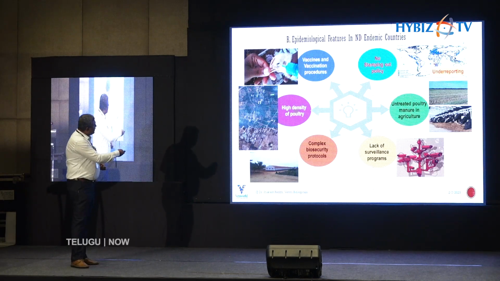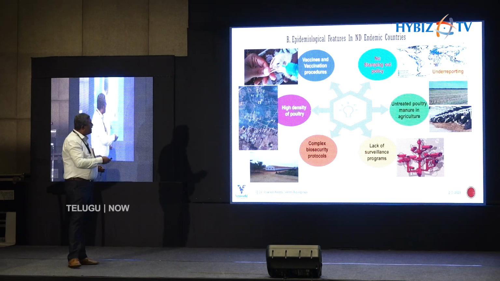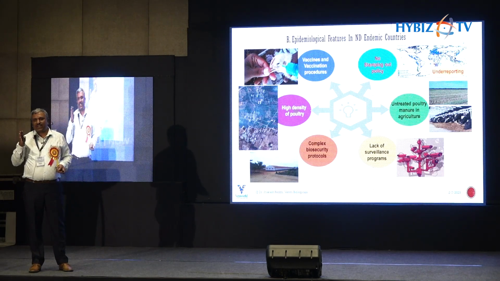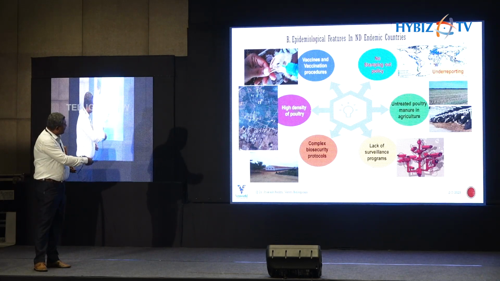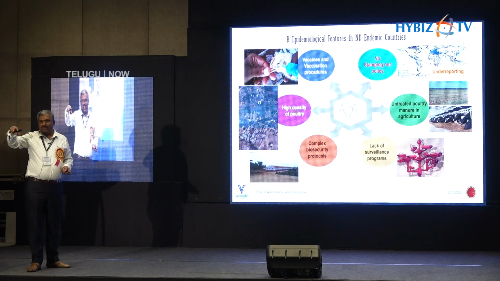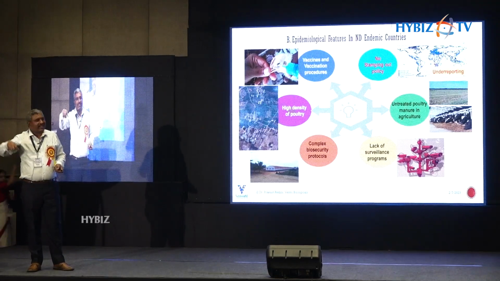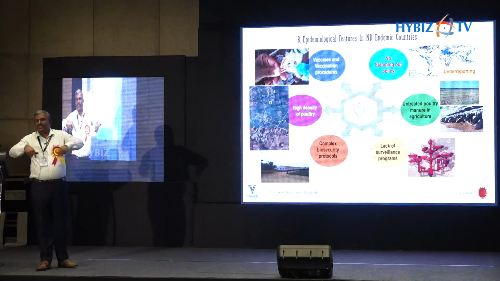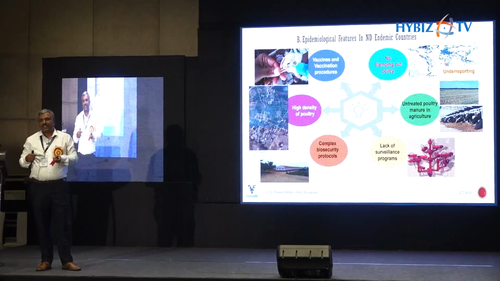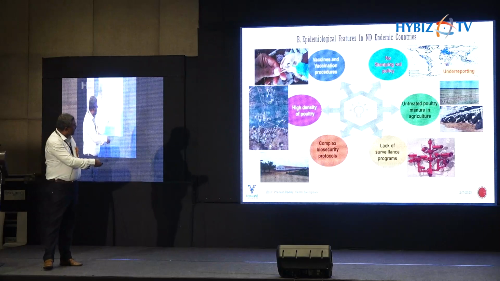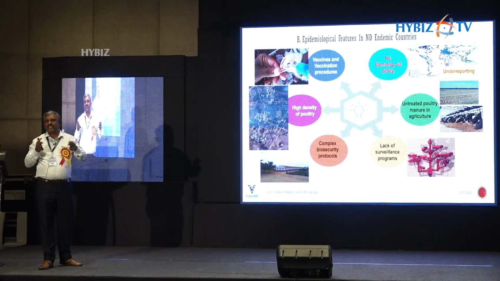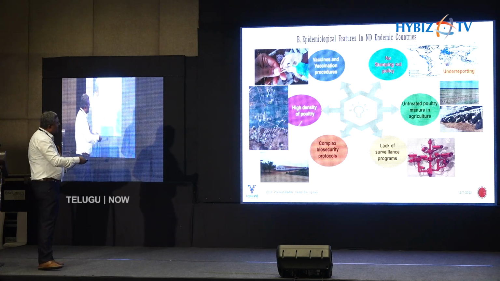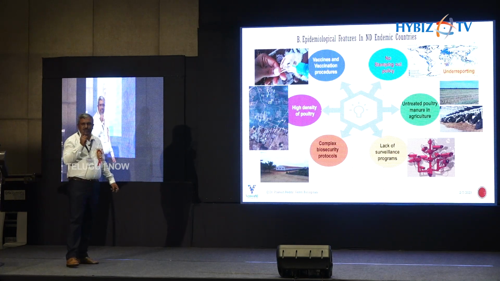And the third thing is the high density of poultry. Everybody understands this concept. This is a Google map of one area in Hyderabad, Shadnagar. You can see how many farms there are within a radius of about 10 kilometers. So if there is an outbreak here, you can end up with a lot of disaster in that area. This is what is happening, and this is going to be a challenge in the future also.